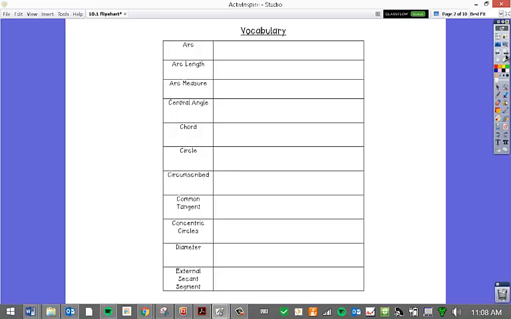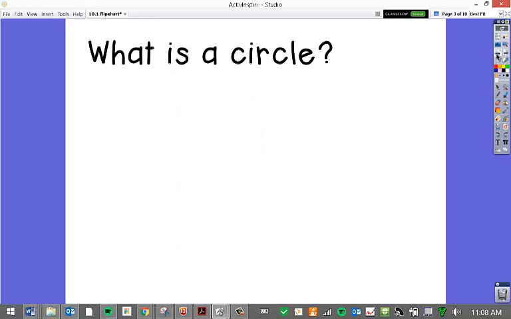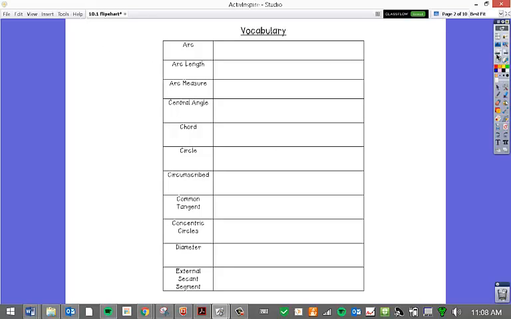So taking notes today is going to look a little bit different. As I reference a new vocab word, or a theorem or a formula, you're going to flip to that in your chart and take notes, record the definition, a picture, etc. in your vocabulary chart so you can reference it all throughout the unit.